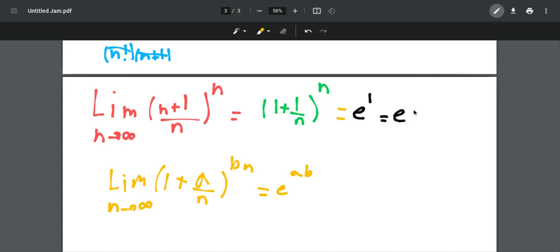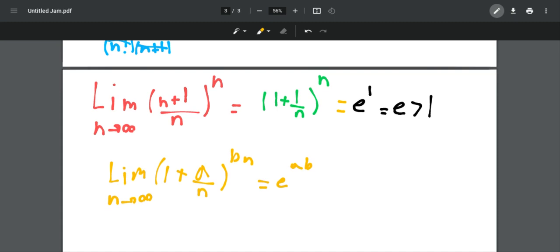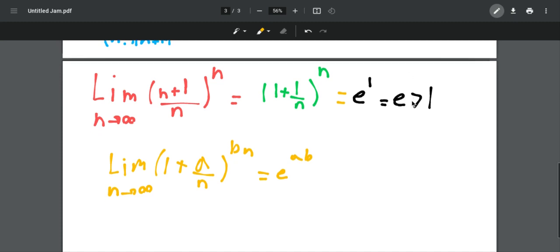But we know that e is greater than 1. When using the ratio test, if the limit of that expression that we found is less than 1, we can conclude that it converges. If the limit is greater than 1, it diverges. And if it is equal to 1, it is inconclusive, which means we cannot use the ratio test. In this case, e is greater than 1.